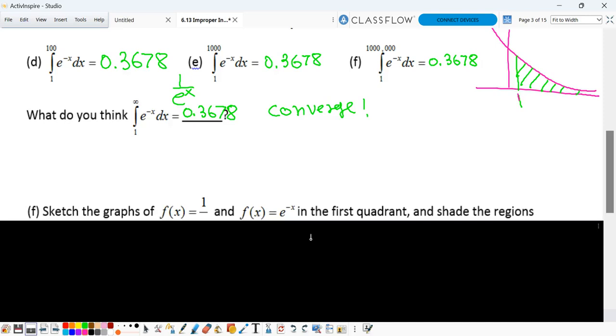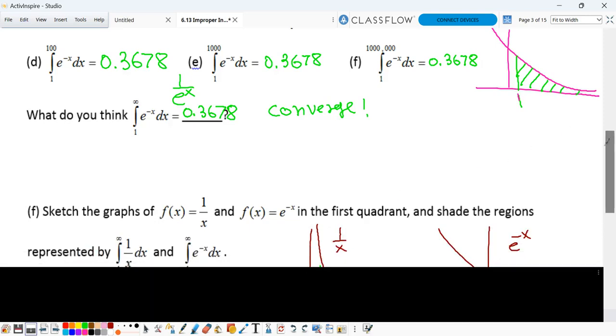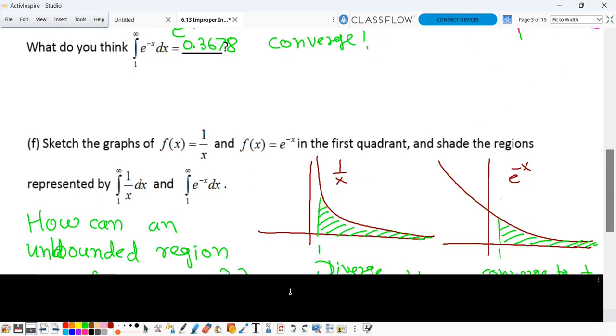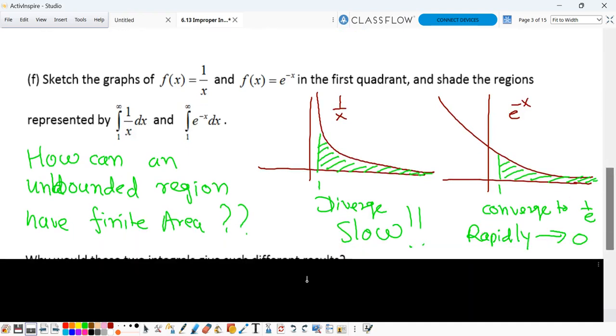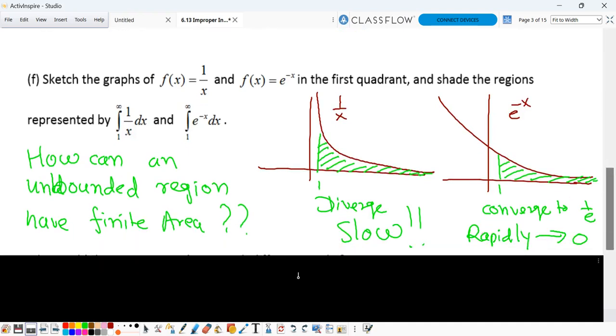So the question here is how can you have an unbounded region where one has a finite area and one has infinite area? It's a very interesting question. You have to understand the family of functions. 1 over x is a decreasing function, a rational function, which decreases at a steady rate. You can say that the rate of decrease is such that this distance is the same as this distance. So it is diverging. It is a very slow function, slowly coming down.